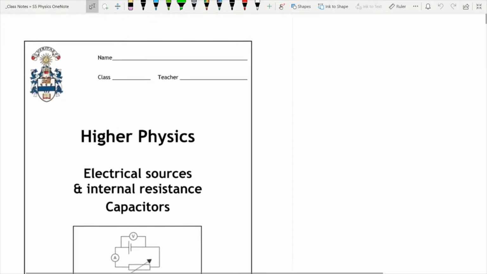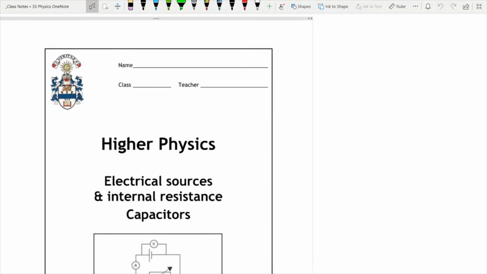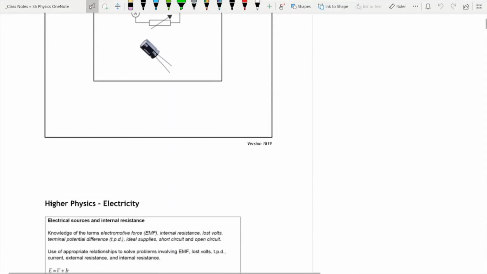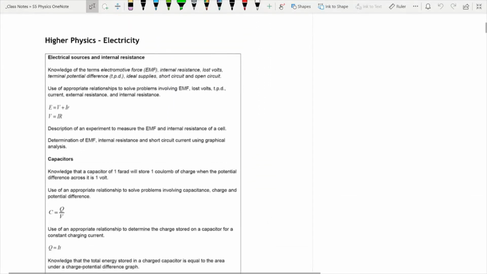Okay, so a new booklet: electrical sources, internal resistance and capacitors. This is the last new booklet that you're going to see, because the last bit of electricity is semiconductors that you have seen before, but we'll hopefully have time to go over it again. There's quite a bit of new stuff in this booklet compared to the last one.